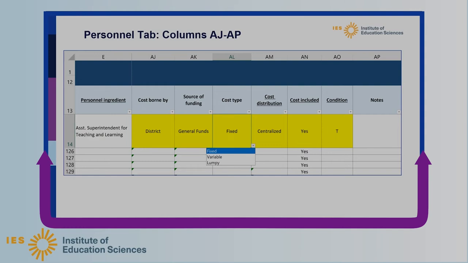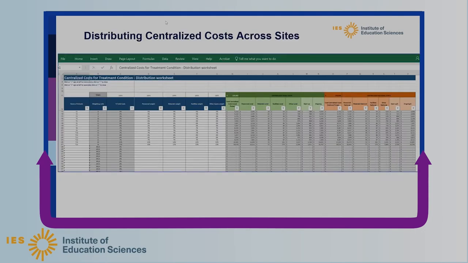The other three sheets are very similar, but there are a few differences to accommodate the peculiarities of estimating costs with different types of ingredients. For example, you won't be needing salaries or fringe rates in the other tabs. At this point, you would have a complete set of ingredients entered. If you only had one site in each condition, you're all done and ready to review results. However, if you have multiple sites and you want to see a breakdown of costs by site, there is a little more work to do.